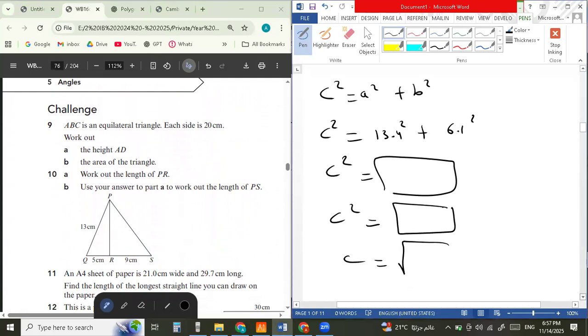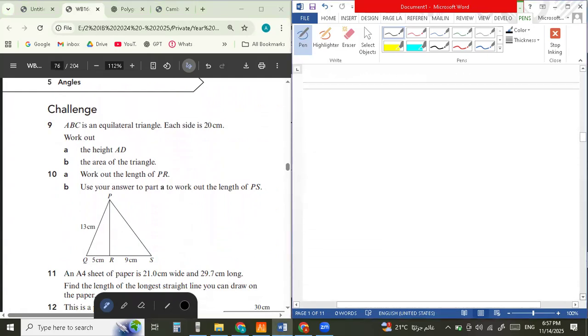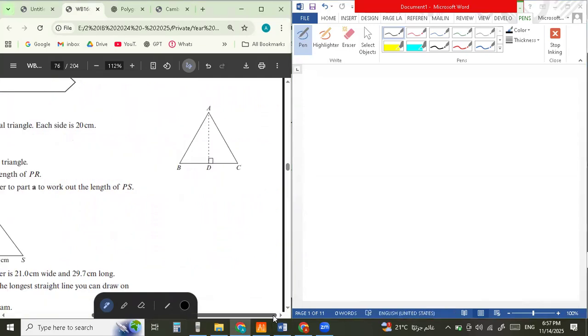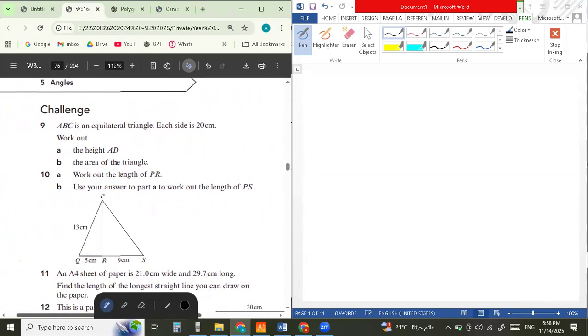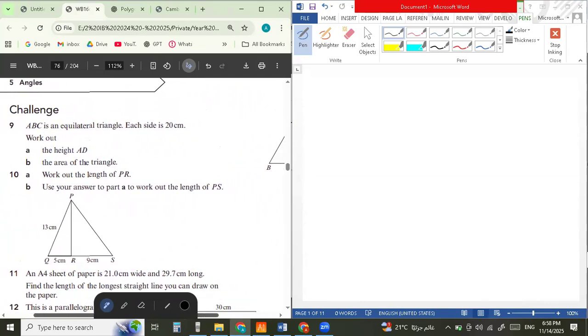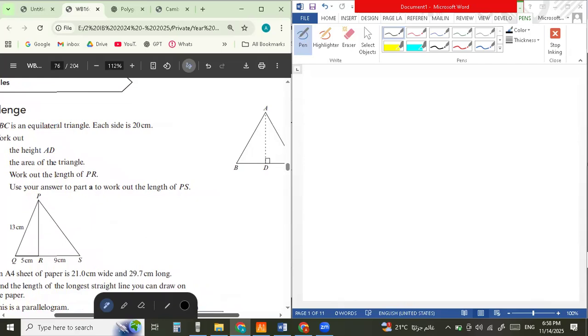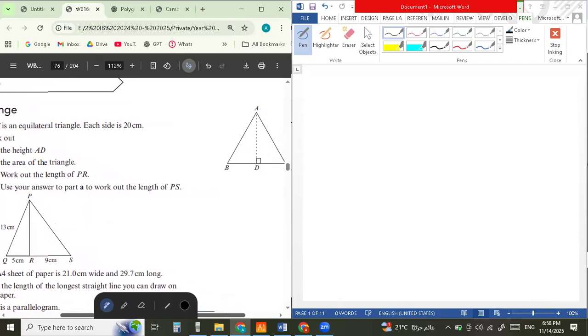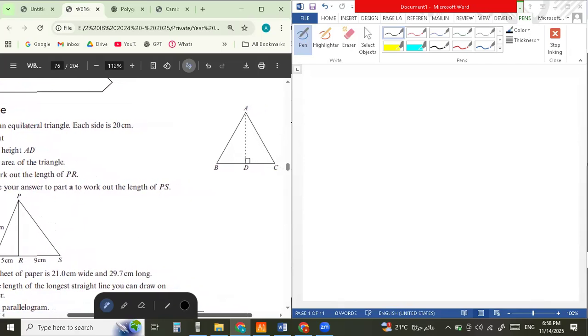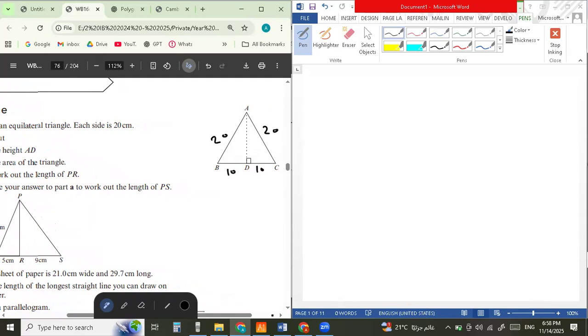Question 9. ABC is an equilateral triangle. Each side is 20 centimeters. Work out the height AD, the area of the triangle, and the length of PR. So let's do this. They're saying each side is 20. So this is 20, 20. This is 20, but also 10 and 10, divided into two halves.